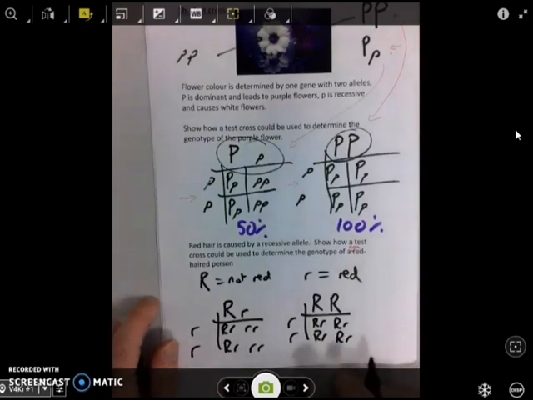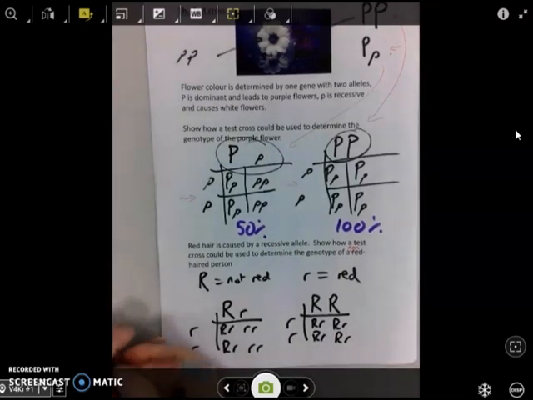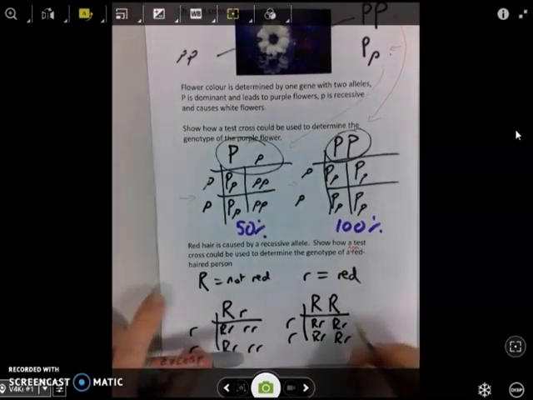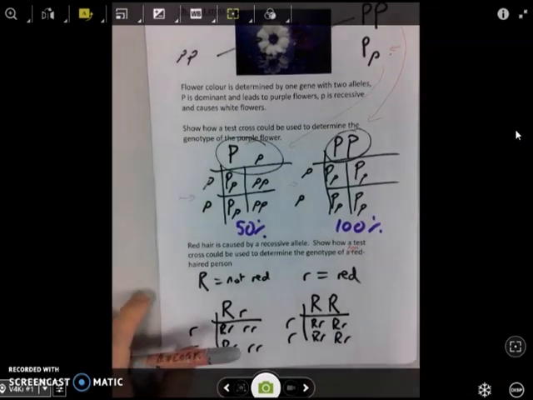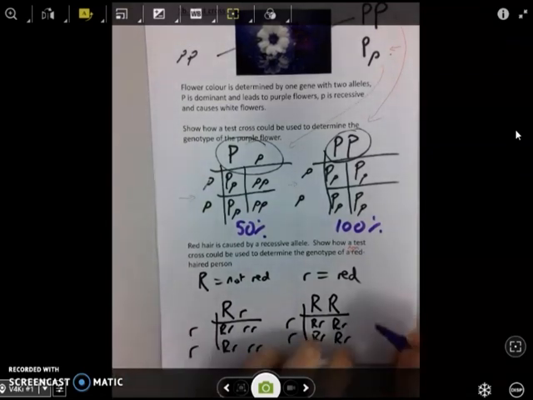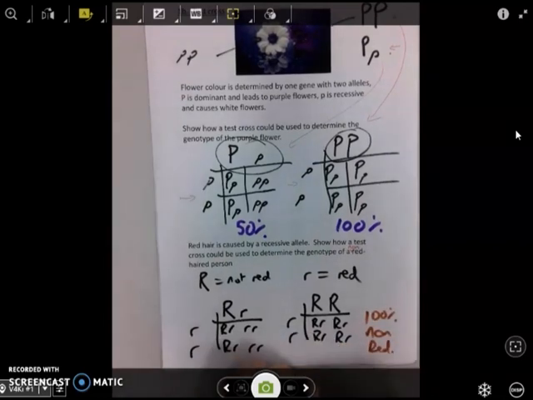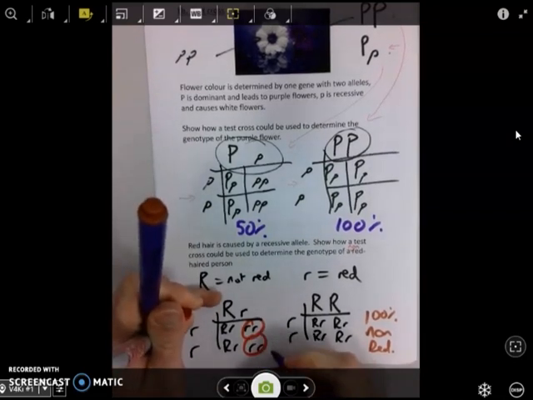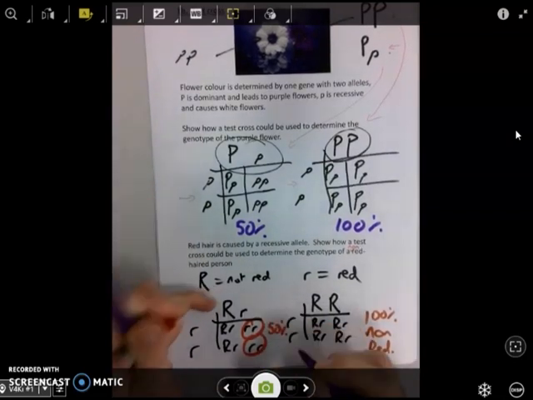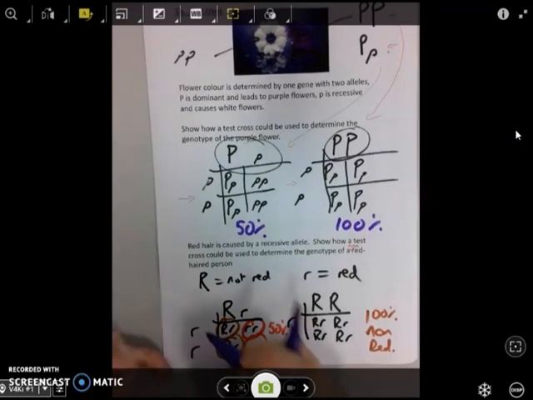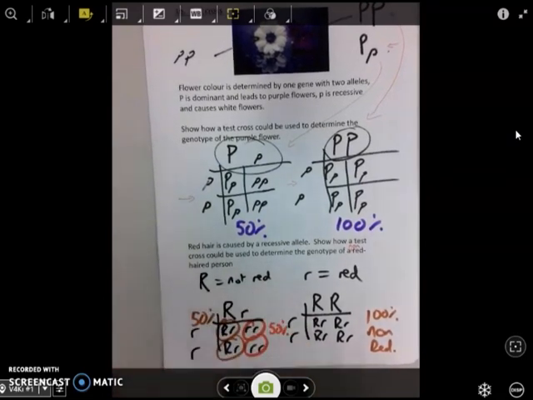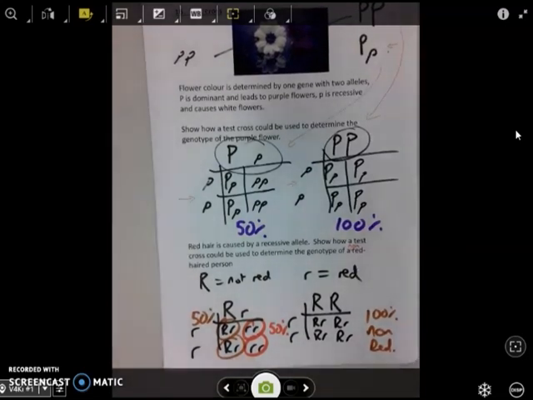So it's exactly the same as with the flowers. You're going to get 100% of the offspring are going to be non-red hair. Okay. But over here, you are going to get 50% of them are going to have red hair, and 50% of them are going to have brown hair, or non-red, or whatever we're calling it. Okay, so that is what's called a test cross there.